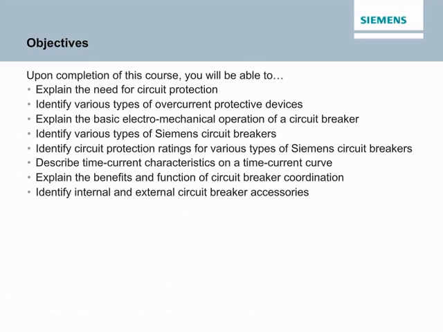Upon completion of this course, you should be able to explain the need for circuit protection, identify various types of overcurrent protective devices, explain the basic electromechanical operation of a circuit breaker, identify various types of Siemens circuit breakers, identify circuit protection ratings for various types of Siemens circuit breakers, describe time current characteristics on a time current curve, explain the benefits and function of the circuit breaker coordination, and identify internal and external circuit breaker accessories.